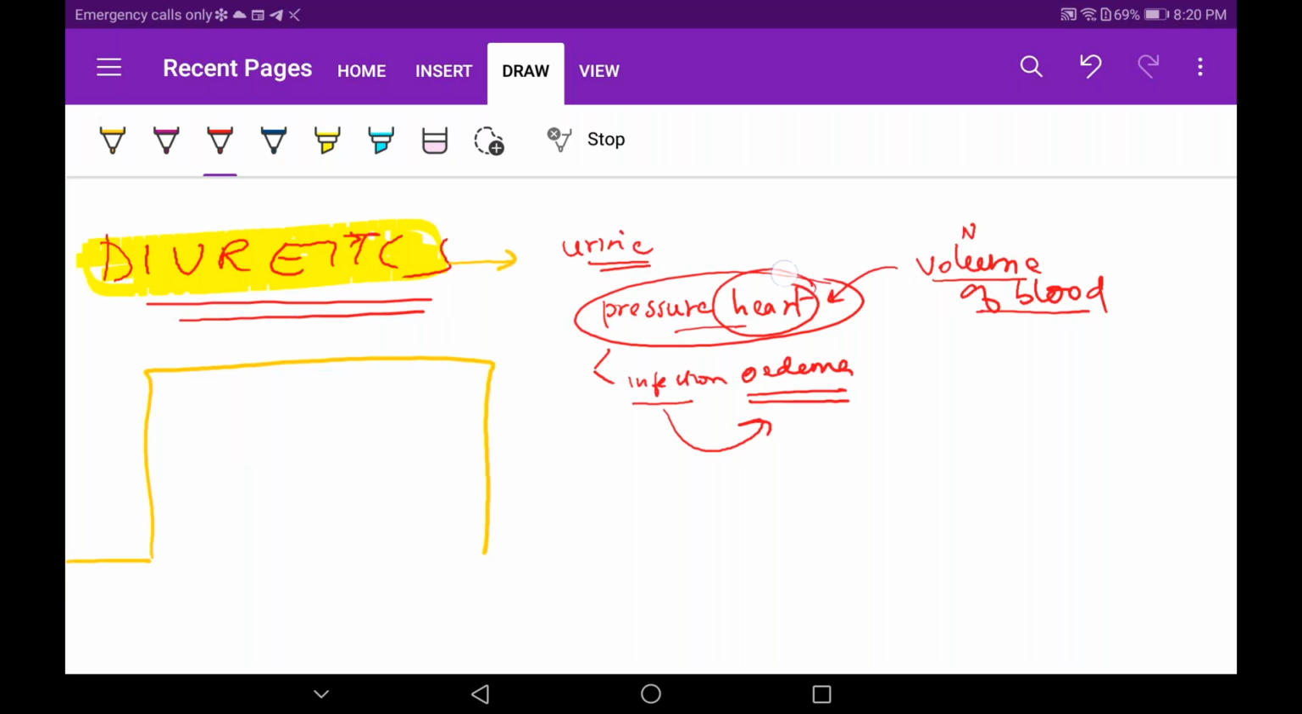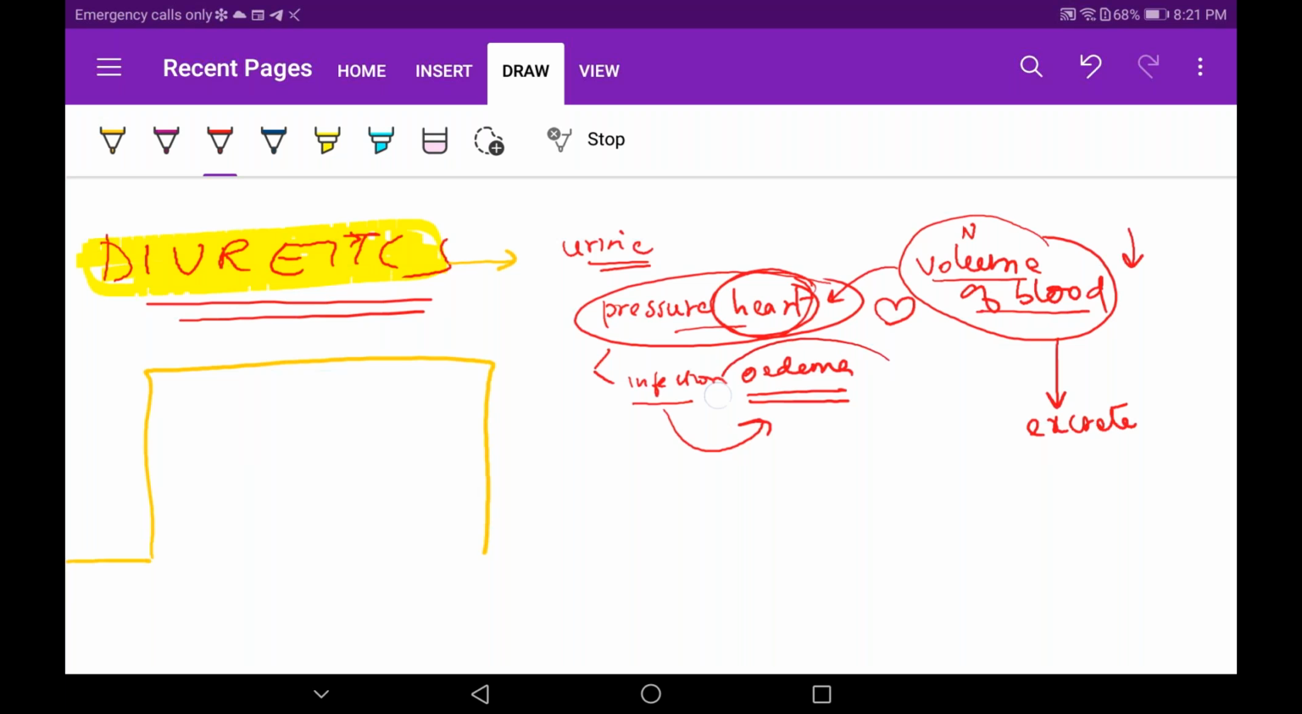So what we'll do is, in order for the heart to not get affected, I'm not describing the heart diseases now. Okay, I'm just telling about the pressure on the heart. In order for the heart to work normally, we'll decrease the volume of the blood. How can we decrease the volume of the blood? By causing it to excrete it out. This you have understood? Yes.